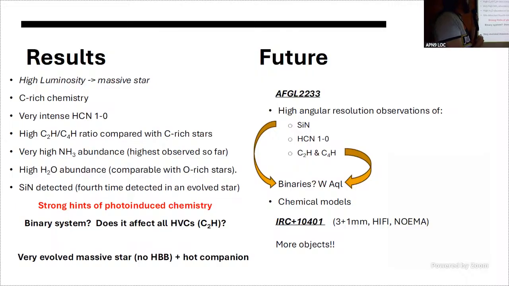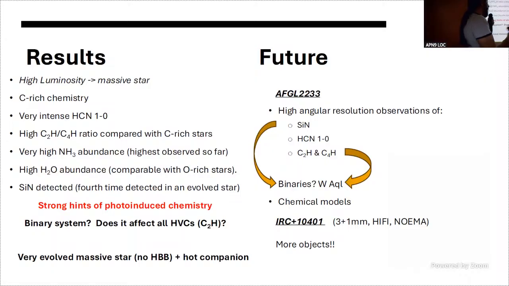Presenting very intense HCN, despite we have NOEMA maps of this line here, we have also different transitions observed. We were not able to fit that, so we have to remove it from the fitting. Don't know what's going on with this line here. We have this high ratio, probably related with photochemistry, very high abundance of ammonia. This has been related with swept-up material, not sure because we don't have maps. Water also has a really high abundance. As I mentioned, it can also be related to photochemistry, and SiN, once more, photochemistry.